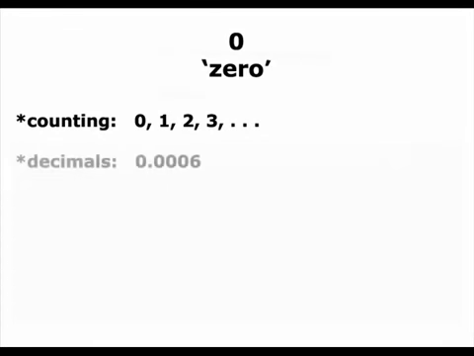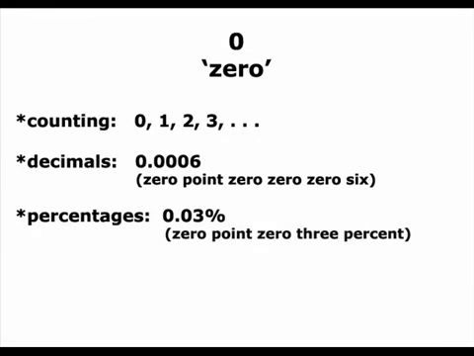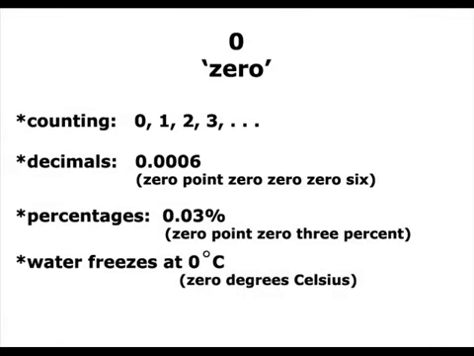In certain number forms, this number is said 'zero'. For example, when you're counting: 0, 1, 2, 3. When you say a number with decimal places, 0.0006. When you say percentages, 0.03%. And when you talk about temperature, water freezes at 0 degrees Celsius.